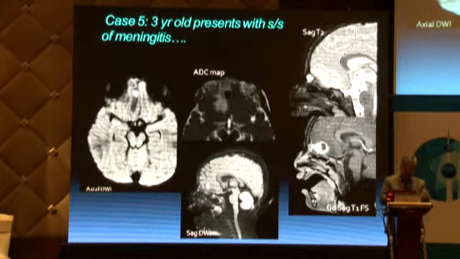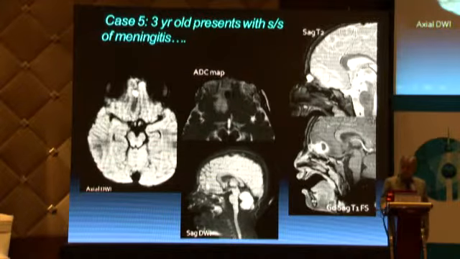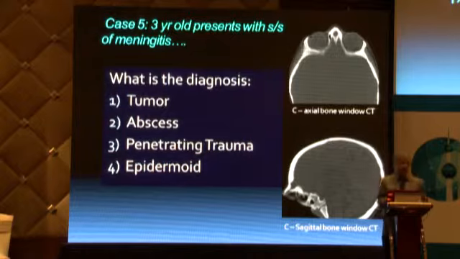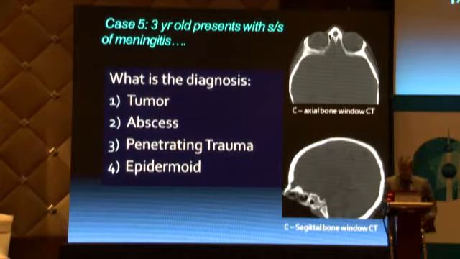So with that, we come to case 5. So this is a young patient again who presents with signs and symptoms of meningitis. Axial diffusion weighted image, axial ADC map, a sagittal diffusion, and you can see this is the lesion over here, a sagittal T2, and this is a GAD sagittal T1 with fat saturated images. So this is a 3-year-old who presented with signs and symptoms of meningitis. What is the diagnosis? So is it a tumor, is it abscess, is it penetrating trauma to this 3-year-old, remember, or an epidermoid? There are some clues given on the slide. So let's see if you can answer correctly.